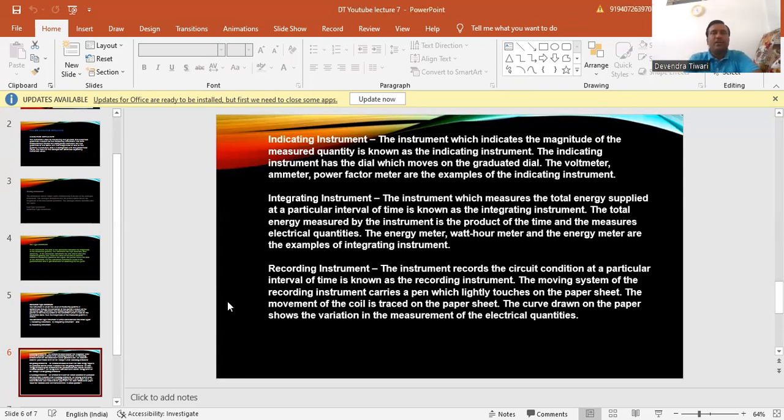Number third is recording instrument. The instrument which records the circuit condition at a particular interval of time is known as the recording instrument. The moving system of the recording instrument carries a pen which lightly touches the paper sheet. The movement of the coil is traced on the paper sheet. The curve drawn on the paper shows the variation in the measurement of the electrical quantities. So this comes in the type of recording instruments.